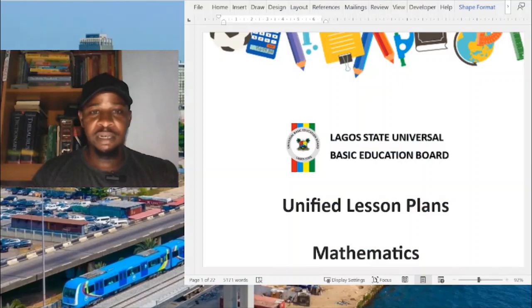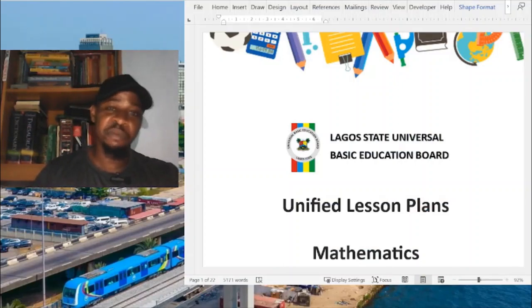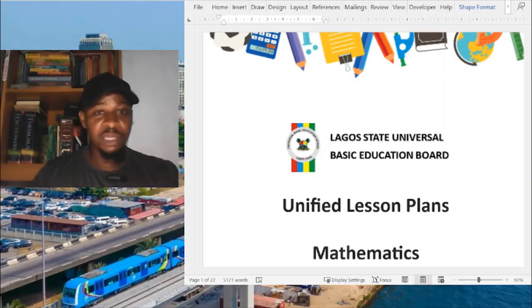The topic for this week is estimation and approximation, and this week we're going to be looking at the methods that you have been using, why that method may not work, and what method you can adopt to help your children understand estimation and approximation better. So without wasting much time, let's get right into it.